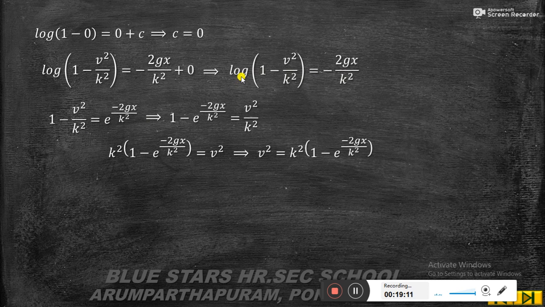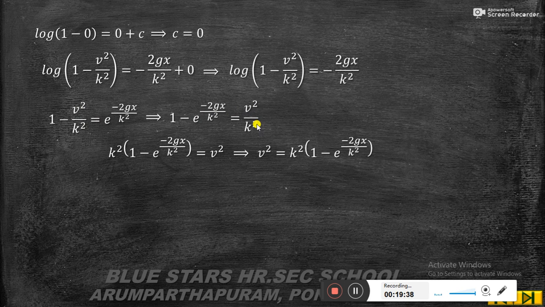So e to the log of 1 minus v square by k square equals e to the power minus 2gx by k square. The exponential and log cancel, so 1 minus v square by k square equals e power minus 2gx by k square. In the next step, we write this exponential on the left hand side, so 1 minus e power minus 2gx by k square equals this minus v square by k square, written on the right hand side.